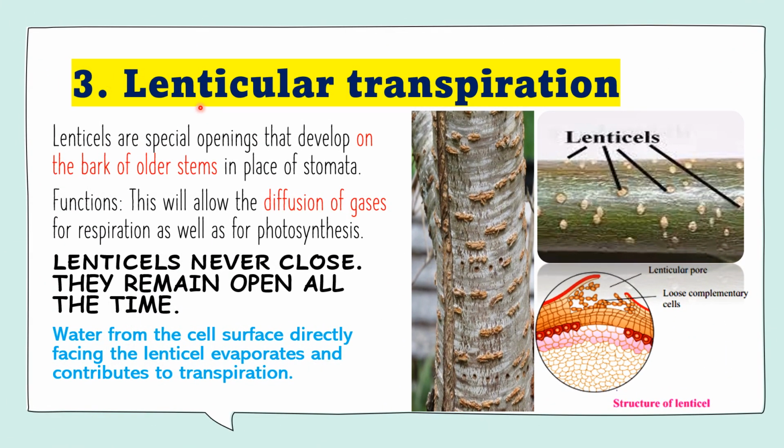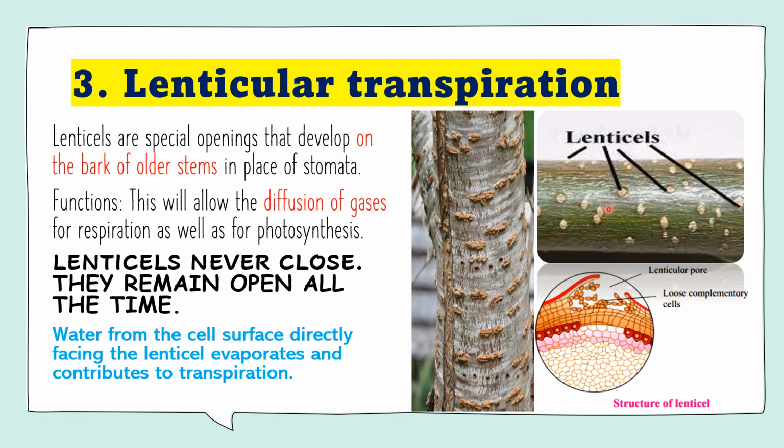The next type of transpiration is lenticular transpiration. Before going to lenticular transpiration, you have to remember the term lenticels. Lenticels are special openings that develop on the bark of older stems. Here you can see these openings, we call them lenticels. The spelling you also have to remember. Where is the location of lenticels? On the bark of older stems.